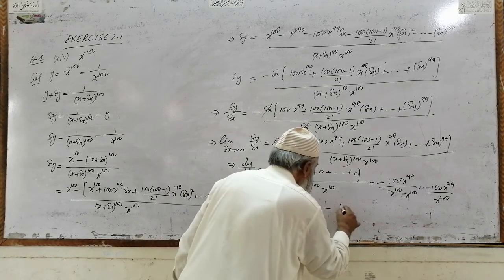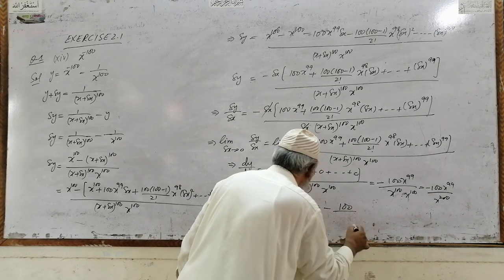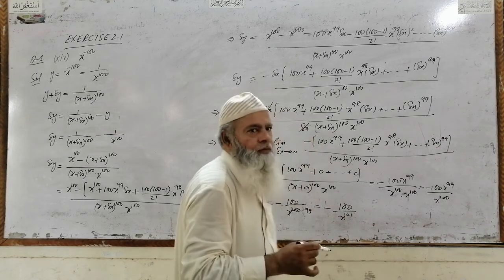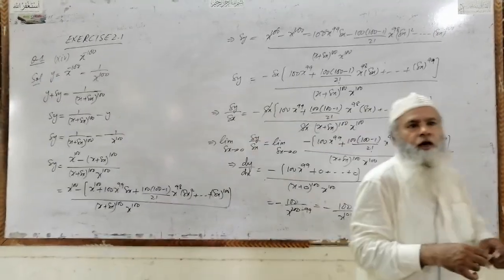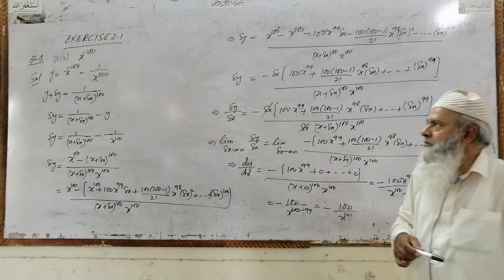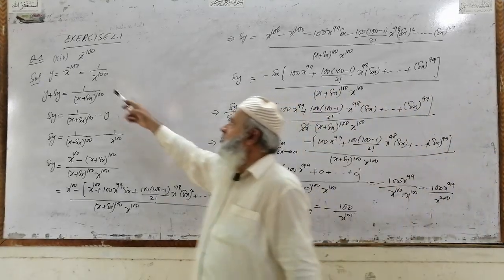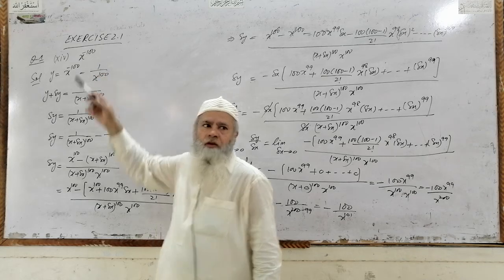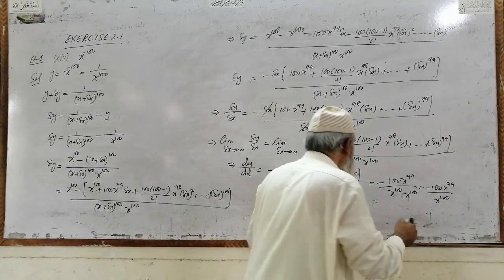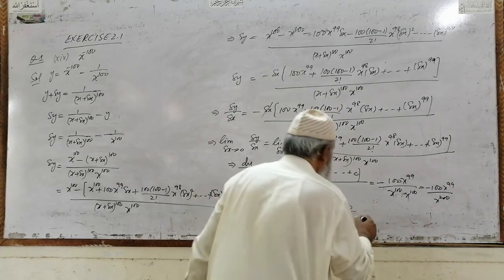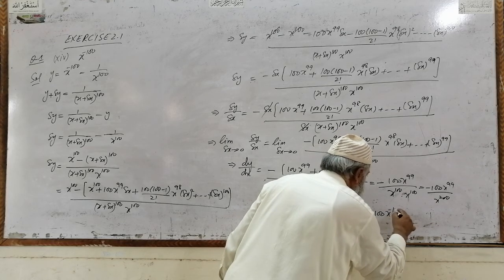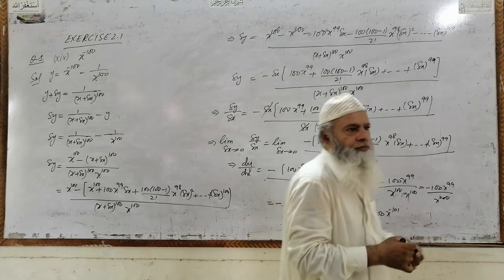What will be the result? Minus 100 over x raised to power 101. This is the answer of this question. This is the answer of the derivative of this question. There is another form which you can use here. What is that? Minus 100 x raised to power minus 101.